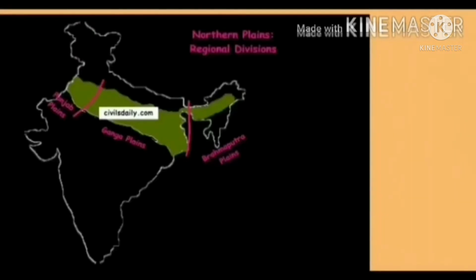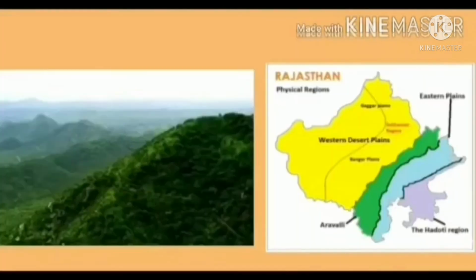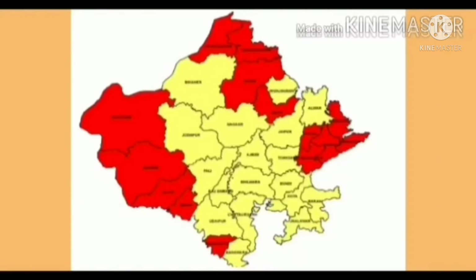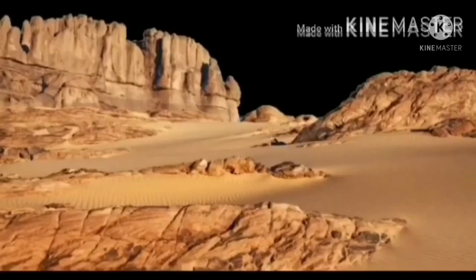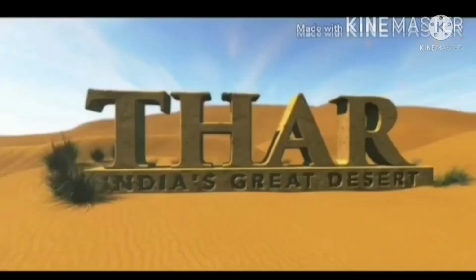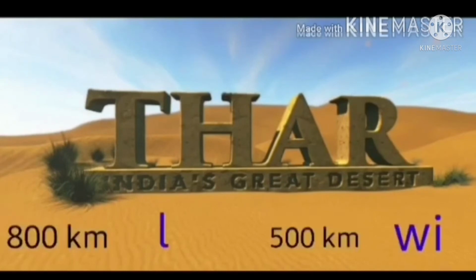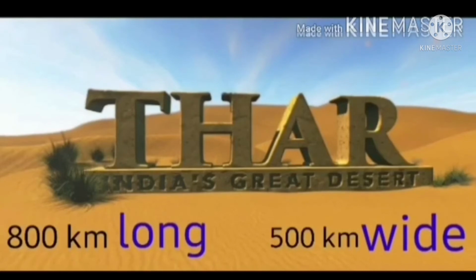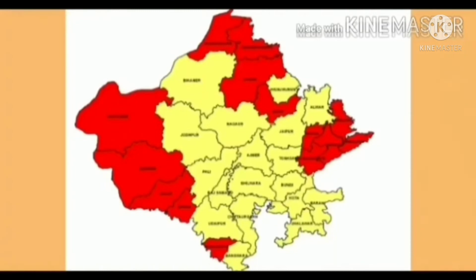Children, to the west of the northern plains and the Aravalli Hills in Rajasthan lies the rocky and sandy desert known as the Great Indian Desert. It is also called the Thar Desert. Thar Desert is also one of the major deserts of the world. It is about 800 kilometers long and 500 kilometers wide. It covers a major part of Rajasthan.